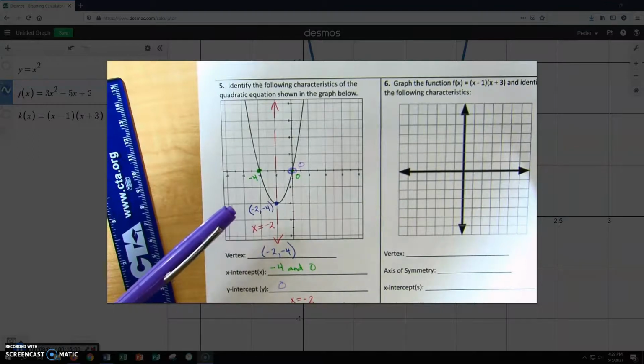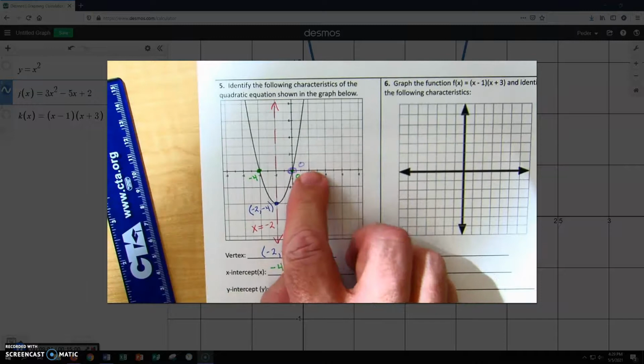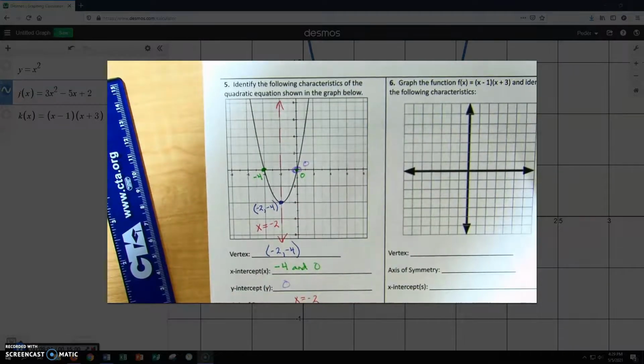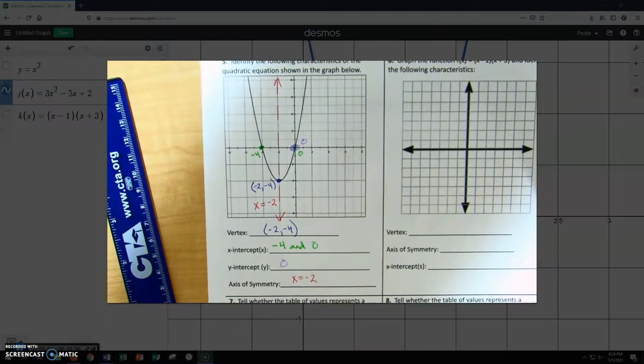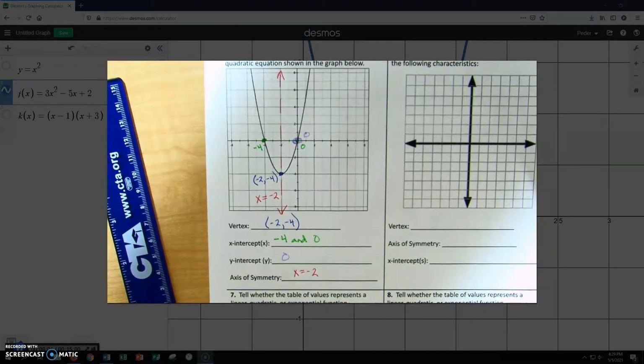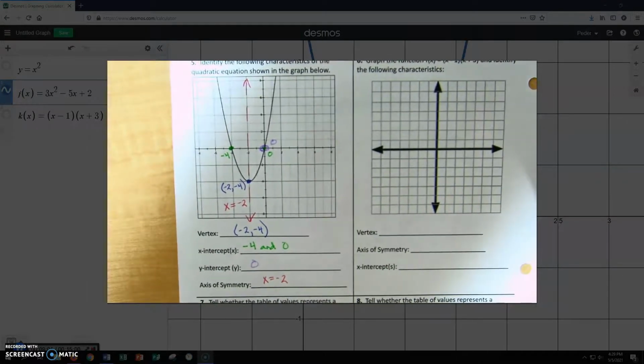The other two things that this one wanted were the x-intercepts and the y-intercept. So in green, I put the 2 points where it's touching the x-axis. It's -4 and 0. And you can tell I also put a purple 0 next to the origin because that's also where it touches the y-axis. So you can see all my work right there. I'm going to just slide this over a little bit.